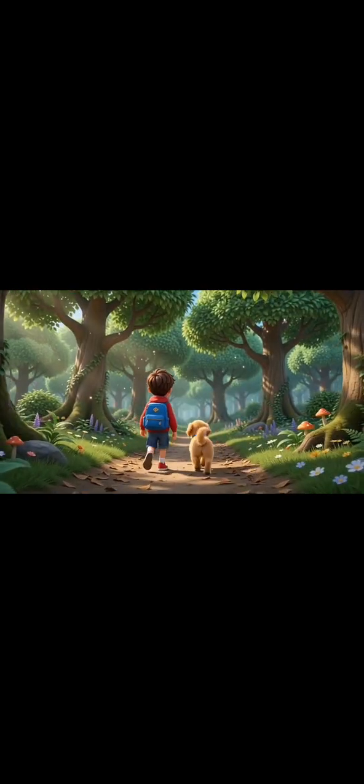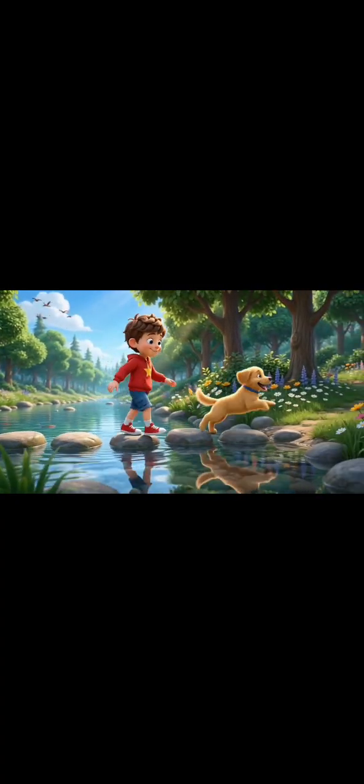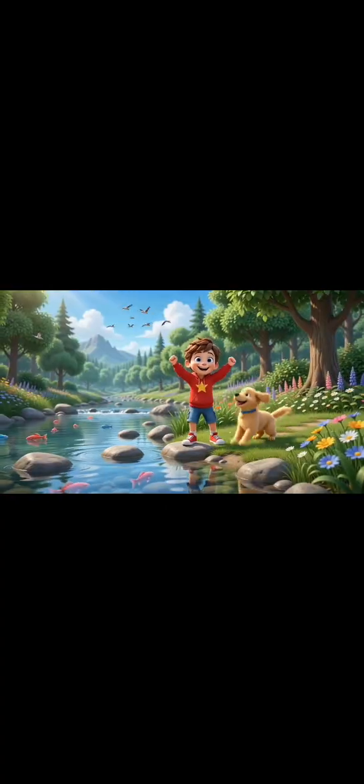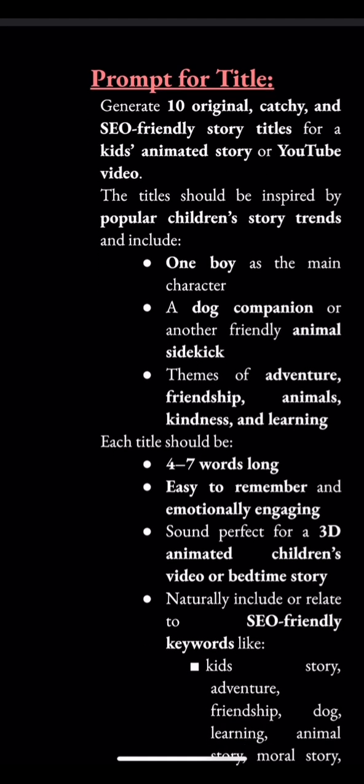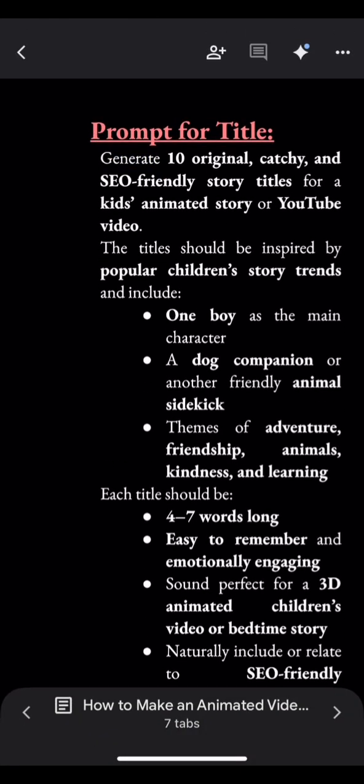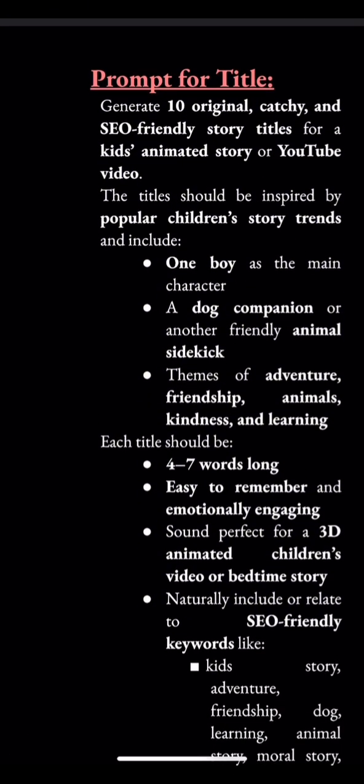So I have a prompt template that I use in creating every one of my scripts. The first thing I want to do is to head over to my prompt template that I have saved. Then I'm going to copy it. My prompt template says: generate 10 original, catchy, and SEO friendly story titles for a kids animated story or YouTube video. The titles should be inspired by popular children's story trends and include one boy as the main character, a dog companion, or another friendly animal, blah blah blah. So I have a template for my story. I'm just going to copy it.